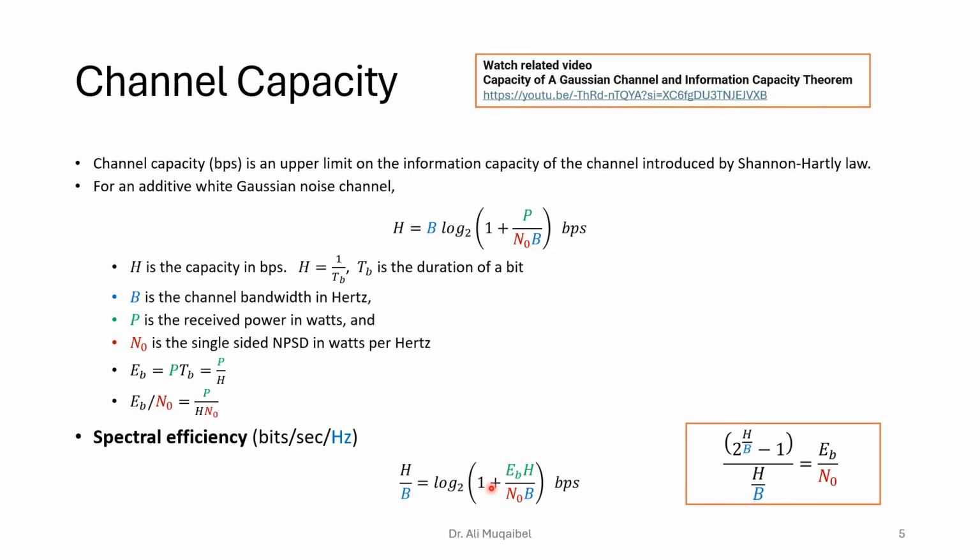Of course, one other format to write this equation, if you take 2 to the side, you have 2 raised to the power H over B, and then you subtract 1. So whether seeing this or that, it's just a relation in a logarithmic scale, and this is in the power format. It's just the same equation. Okay, so this is the channel capacity and the spectral efficiency.